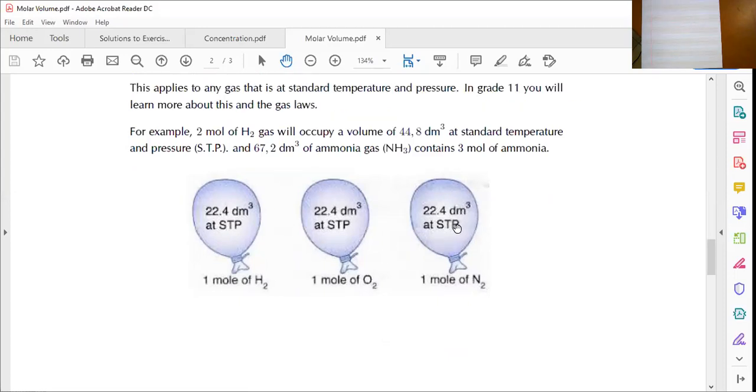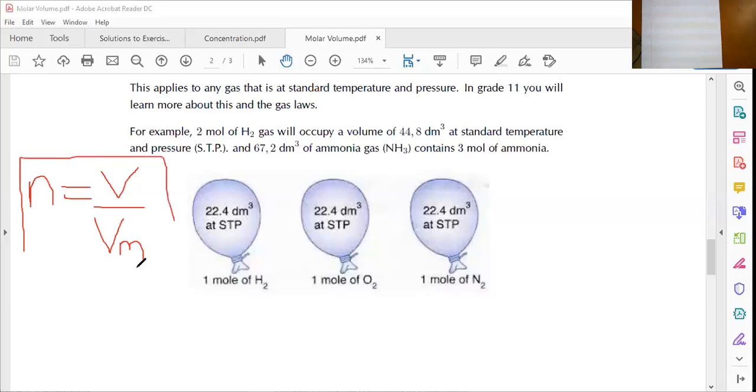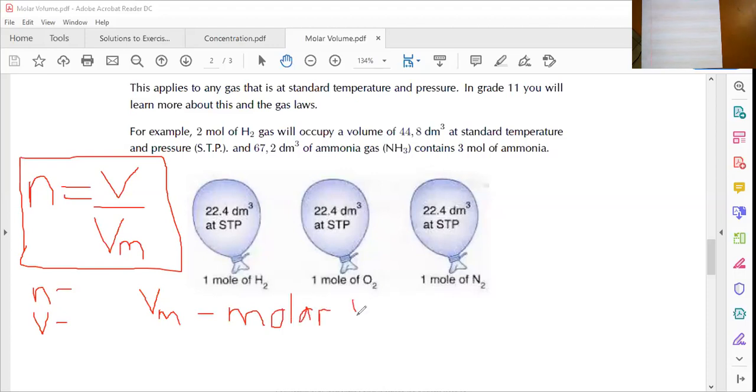So there's another formula that you need to write. The formula says number of moles is equal to V over Vm. That's another formula for number of moles when you are dealing with molar volume. n = V/Vm, where n is number of moles, V is your volume, and Vm is your molar volume.